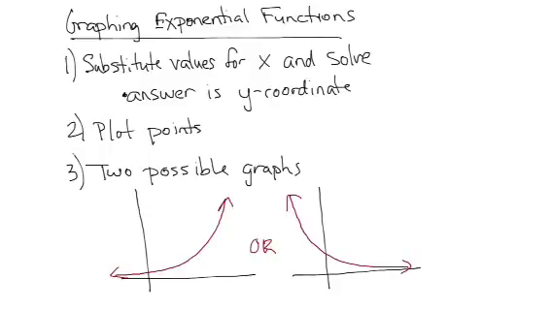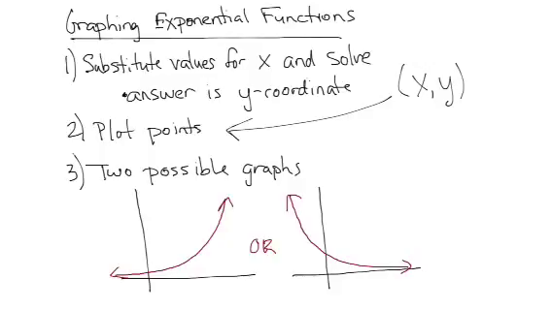All right? So substitute answers for x and solve, and then the answer we get is the y coordinate. And since we've already picked the x, we're going to end up with an x and a y coordinate, which we can then use for step 2. Plot the individual points using the x that you started with and then the y that you got as your answer.